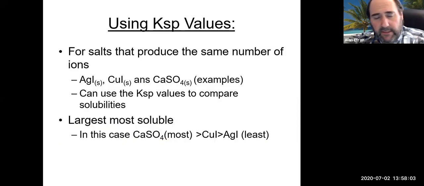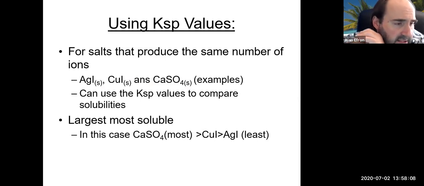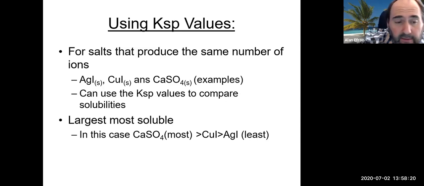So let's talk about actually using KSP values to help us decide what substance would be more soluble, or what substance would be least soluble. And there's really only one situation where you could directly use the KSP values to help you determine solubility. And it is when you are comparing salts that break apart into the same number of ions.